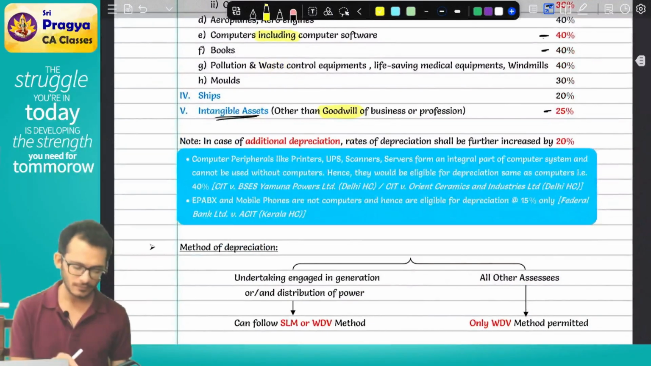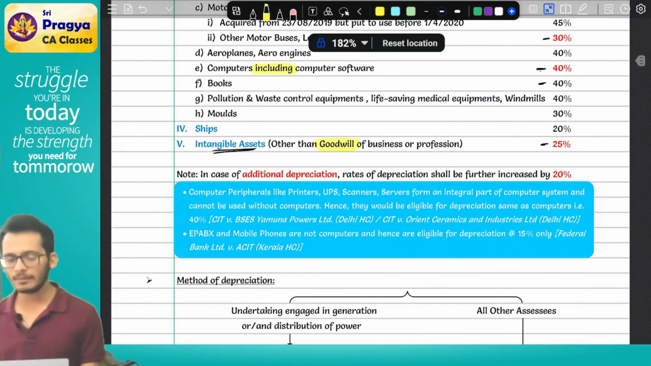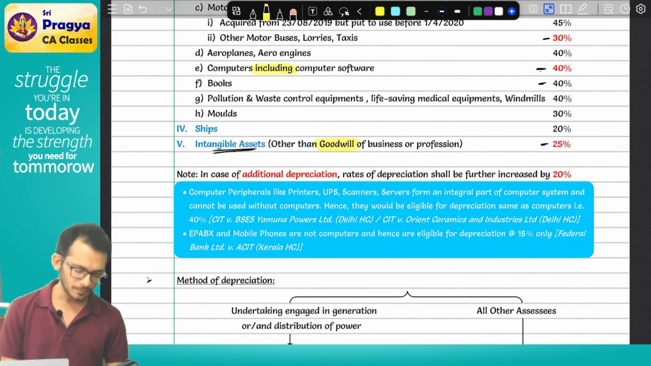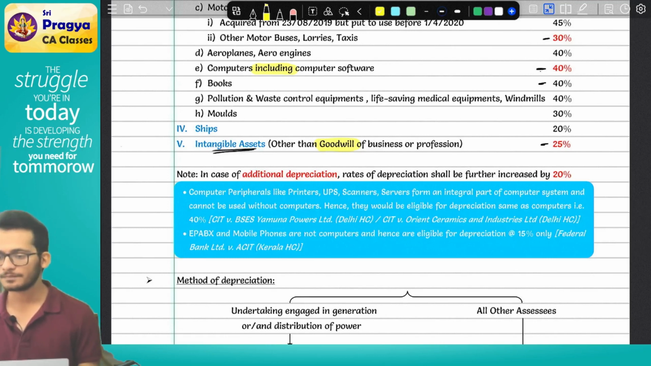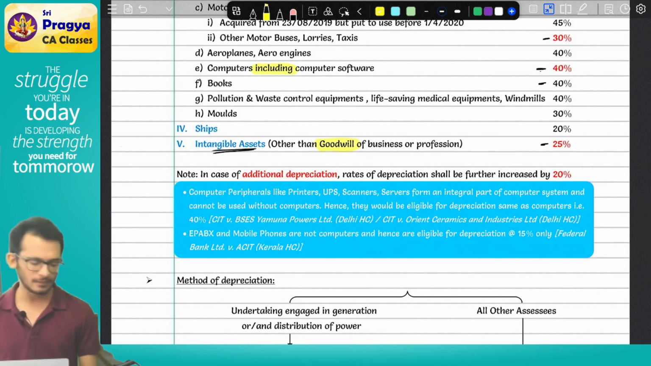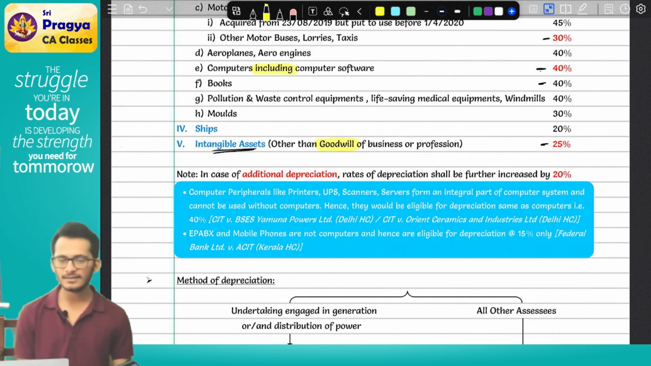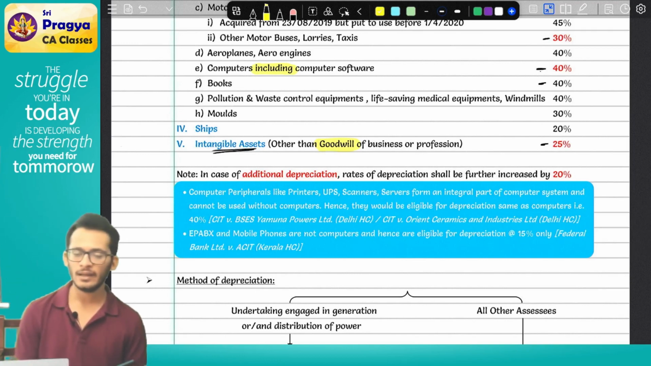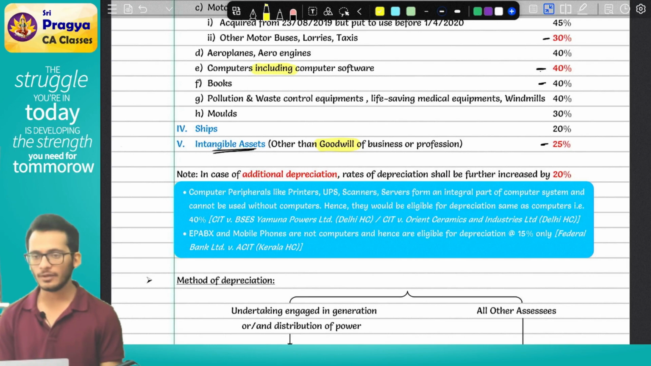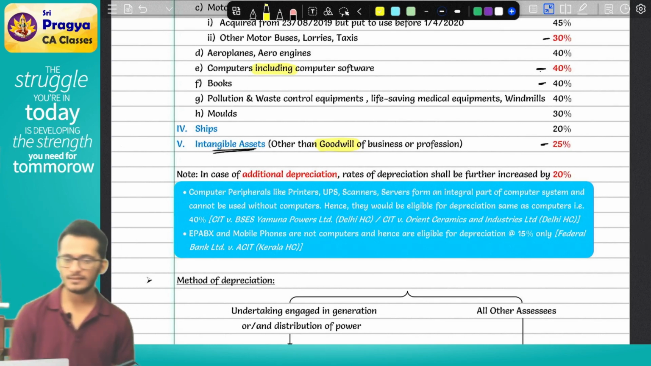All these items are covered by case law. If you notice on the bottom, it says computer peripherals like printer, UPS, scanners, servers form an integral part of the computer system and hence cannot be used without the computers. Hence, they would also be eligible for the same depreciation rate as computers, which is 40%. This was decided in the Delhi High Court cases of BSES Yamuna Powers and Orient Ceramics and Industries Limited. Understand, the block does not actually speak of computer peripherals. Courts have decided that computer peripherals are the same as computers, and therefore it is eligible for 40%.